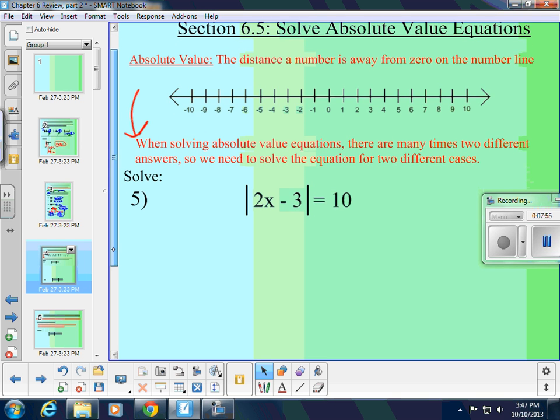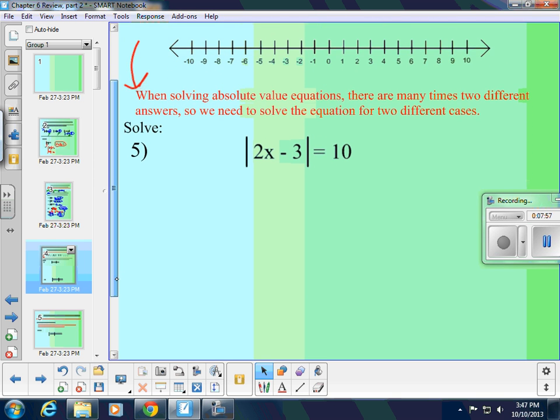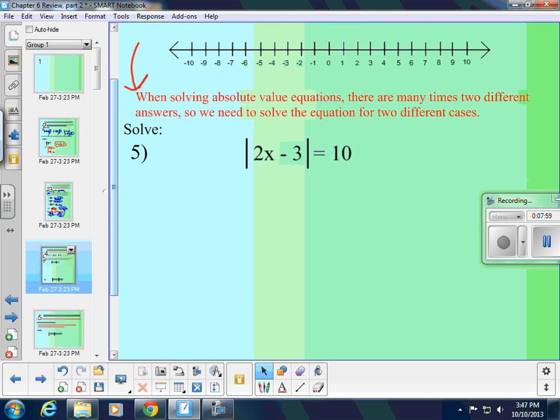Same thing here with number 5. So I'm going to show that right now. Number 5, breaking it apart just like I did the last one. It says take the absolute value of 2x minus 3. So if I'm going to take the absolute value of that and get 10, well then there's 2 things that this expression could be equal to, where it'll be a number that I can take the absolute value of and get 10. There's 2 possible cases.